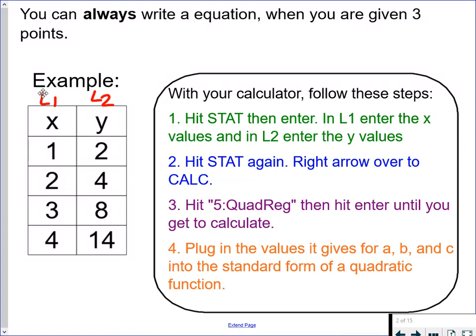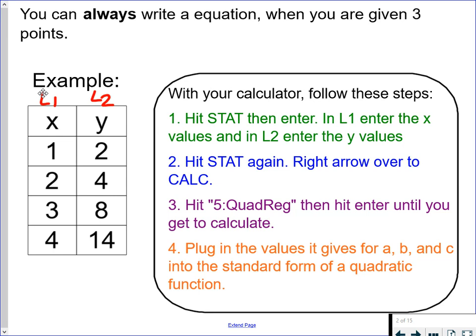Then we're going to hit stat again, go over to calc, and go down to quad reg. We are in the quadratics chapter, so we are doing a quadratic regression. Remember the good old days when you did line of best fit? Same thing, but for a parabola.